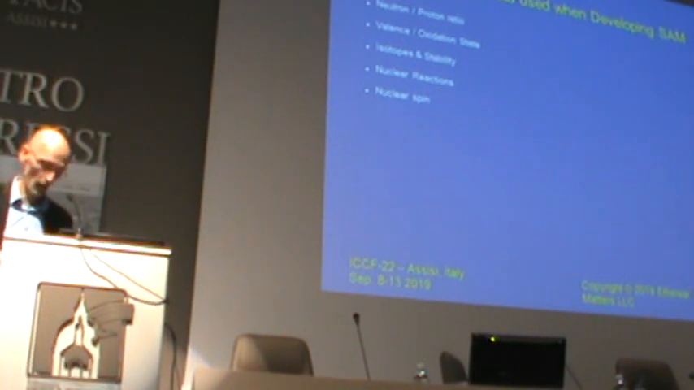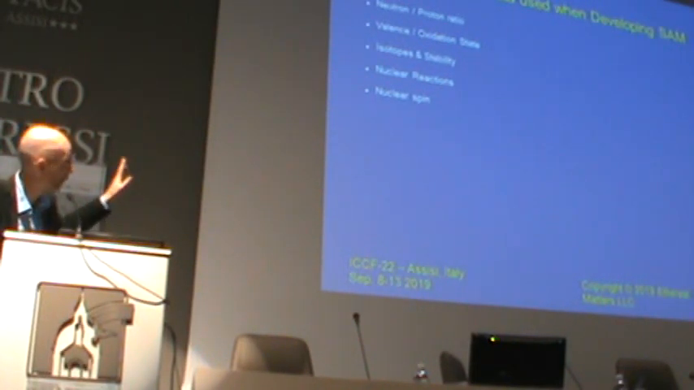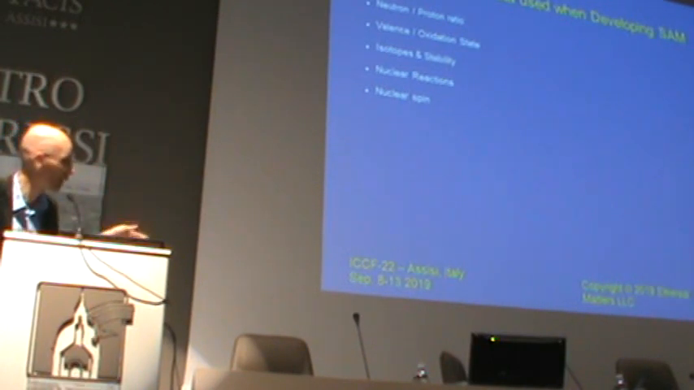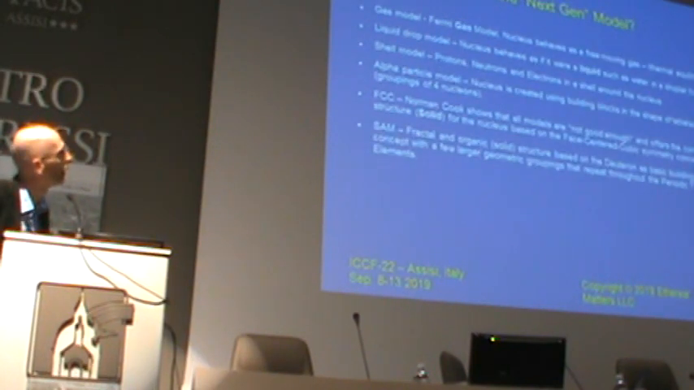Observational data when we developed this program was neutron-proton ratio, valence or oxidation state, isotope stability, nuclear reactions, nuclear spin. These attributes, these observations were used to create the whole model. So, SAM, the next-gen model, it's a bit presumptuous, but there you go.